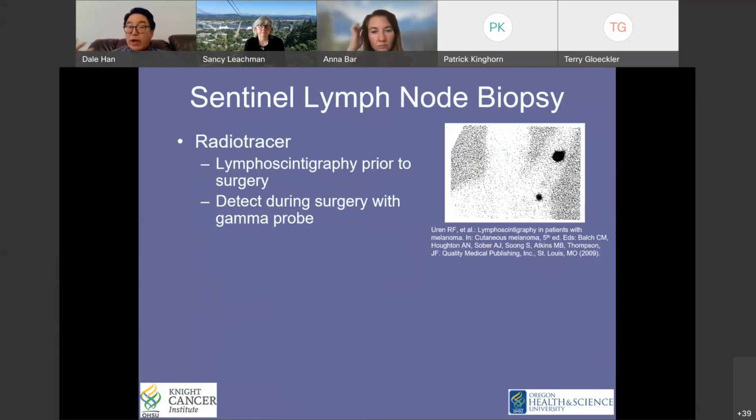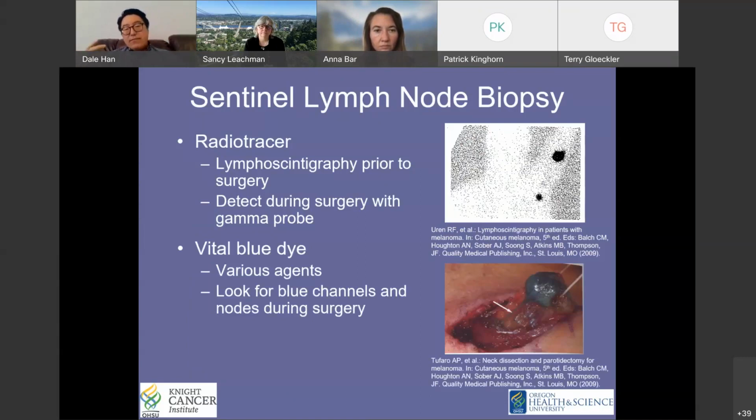One type of tracer is a radio tracer, which gets injected in nuclear medicine, and we often get a picture called lymphoscintigraphy to show us where those drainage patterns are, or where the sentinel lymph nodes are located. We then utilize that radio tracer and detect it during surgery using a small gamma probe to find those sentinel nodes.